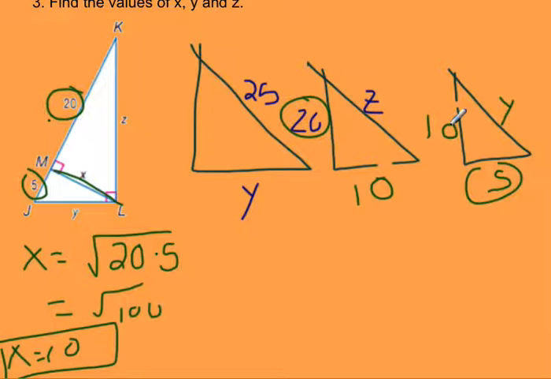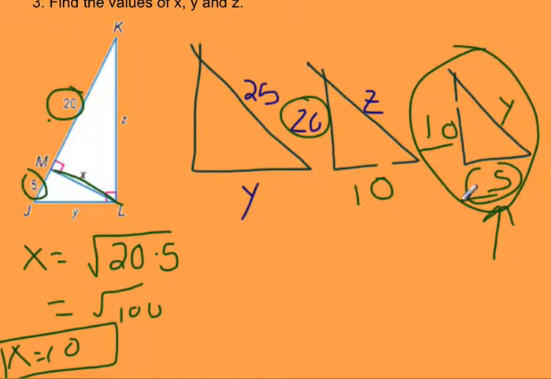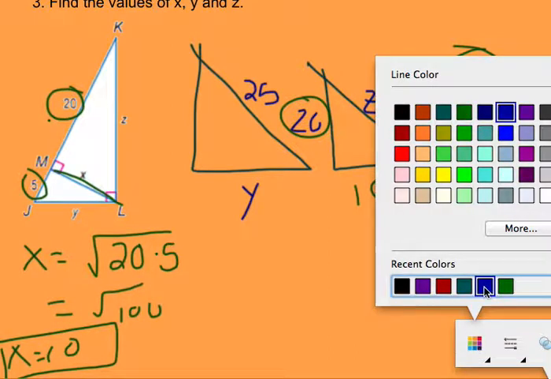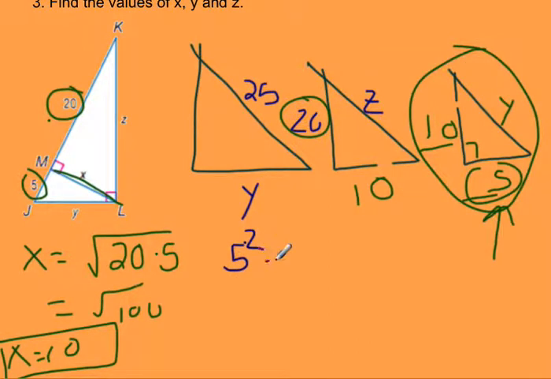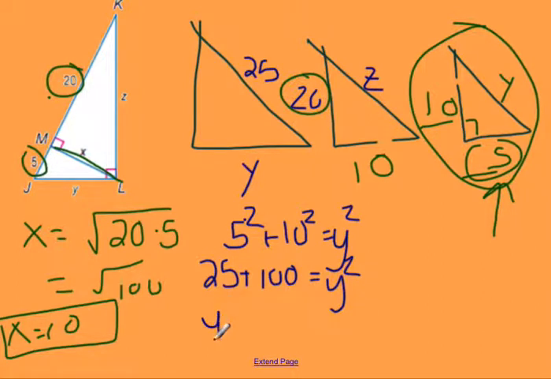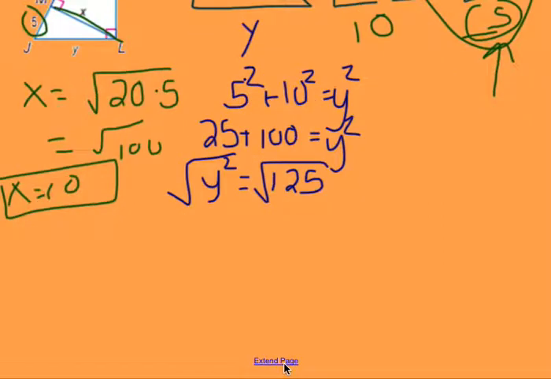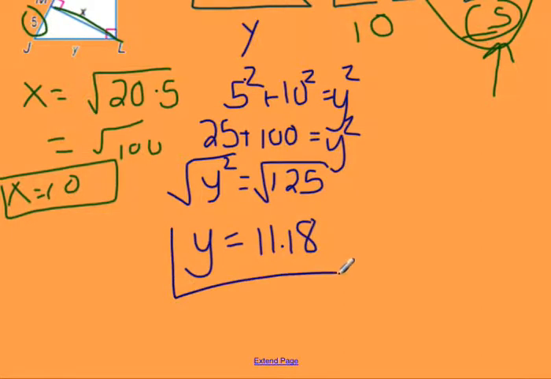What I'm going to do first is focus on this triangle right here. This triangle has 10 and 5. So what I have is a right triangle, and I know 2 of the 3 sides. To get Y, I'm going to use the Pythagorean theorem. I'm going to use my 2 legs, 5 squared plus 10 squared, and that's going to be equal to my hypotenuse squared, which is Y squared. 5 squared is 25, and 10 squared is 100, and that's equal to Y squared. So Y squared is equal to 125. I'm going to take the square root of both sides. The square root of 125 is going to give me 11.18. So that's going to be my Y.